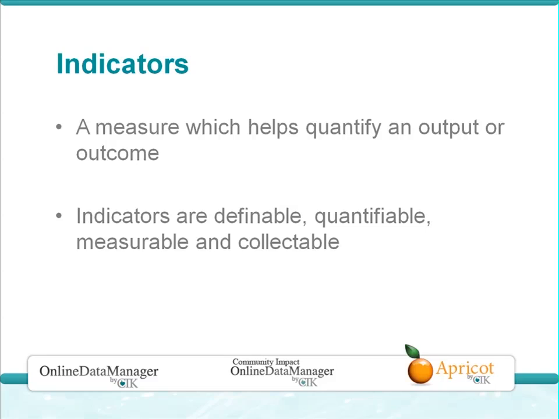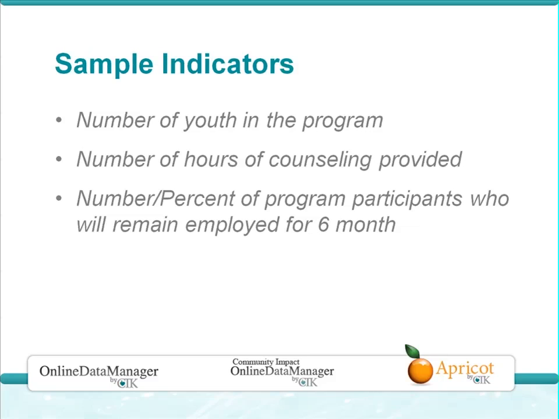So indicators are where it becomes measurable. Outcomes are not necessarily measurable by themselves without linking them to an indicator. So indicators are definable, quantifiable, measurable, and collectible. So that's how we can tell whether we have in fact changed behaviors, attitudes, conditions, or knowledge. So for example, sample indicators would be the number of youth in the program, the number of hours of counseling provided, or the number or percent of program participants who will remain employed for 6 months.